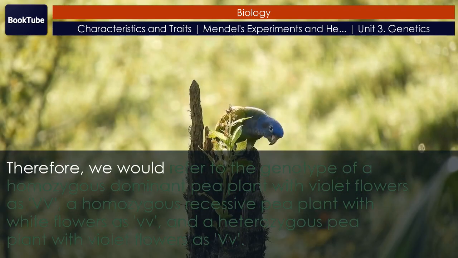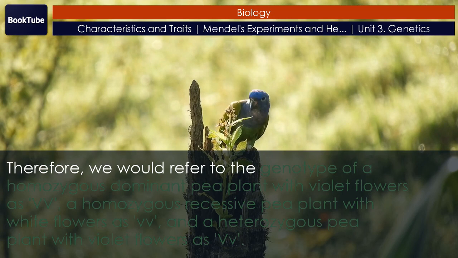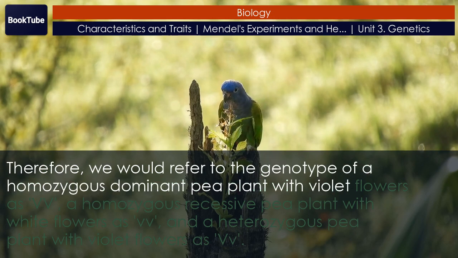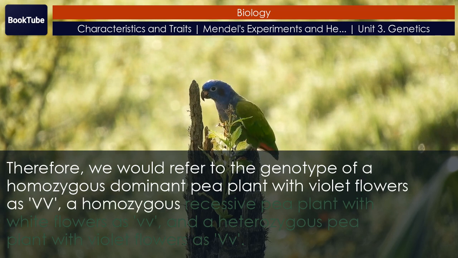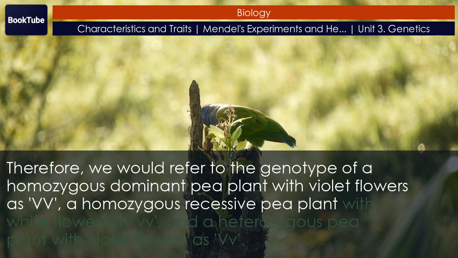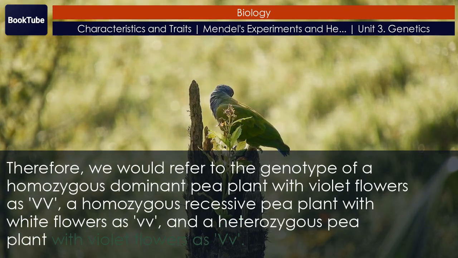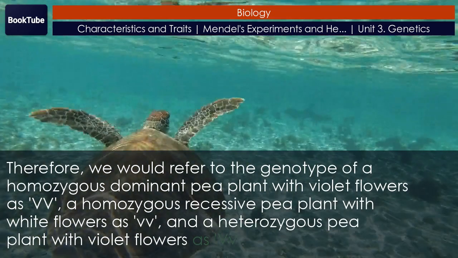Therefore, we would refer to the genotype of a homozygous dominant pea plant with violet flowers as VV. A homozygous recessive pea plant with white flowers as vv. And a heterozygous pea plant with violet flowers as Vv.